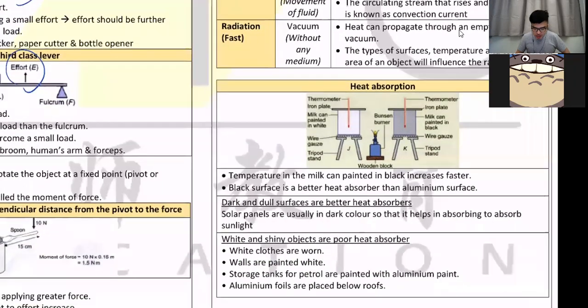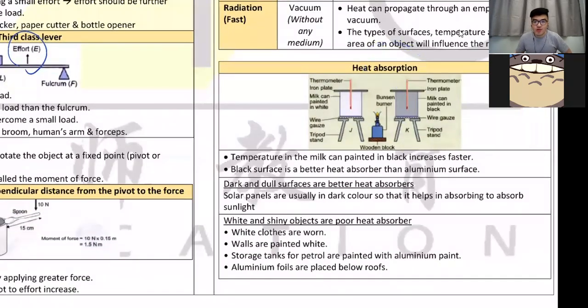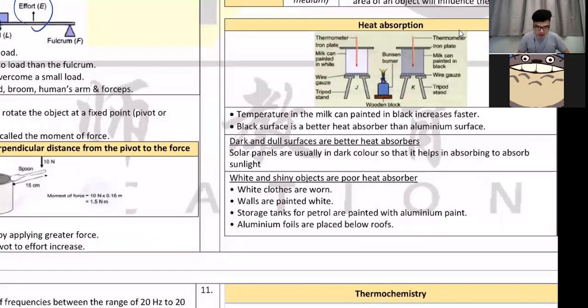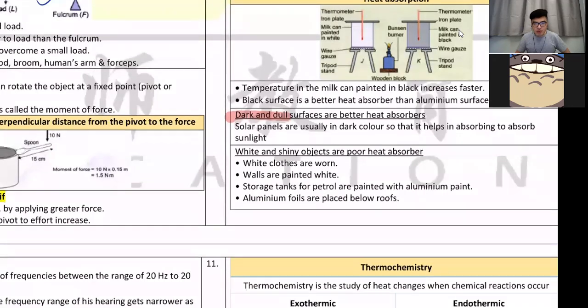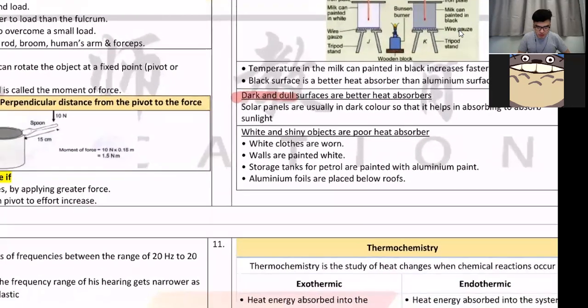Okay, heat absorption, same as just now, heat radiation. So who is a better heat absorber? Dark and dull surface. Permukaan gelap dan pudar. And then of course, who is a poor heat absorber? White and shiny surface. Permukaan putih dan kilat. So they can reflect heat. So this is why you wear white clothes, because they don't absorb heat.